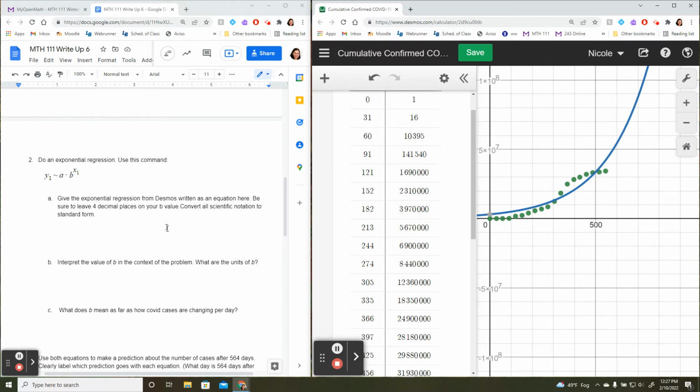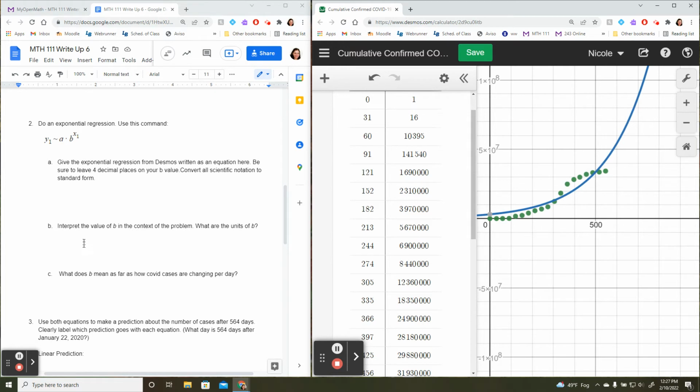You're going to convert all scientific notation to standard form and write an equation y equals something for a times whatever the number is for b to the x. Remember how b acts. The parameter b, what does it tell you in an exponential equation? And what does it tell you about how COVID cases are changing per day? So remember, this is how exponential things change in part 2. Part 1 was about how linear things change.